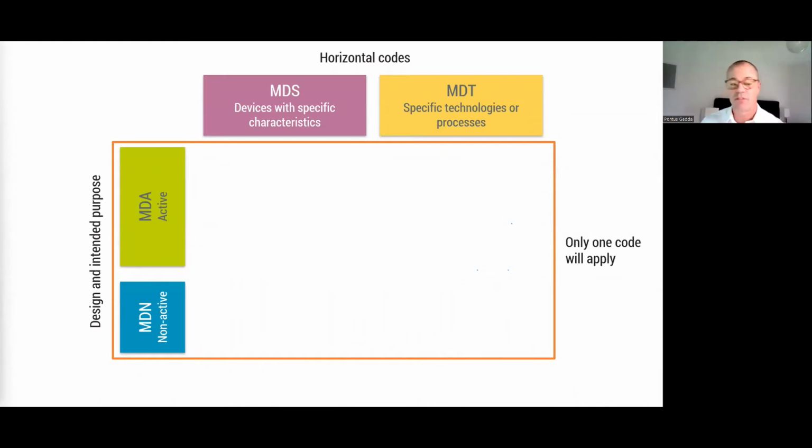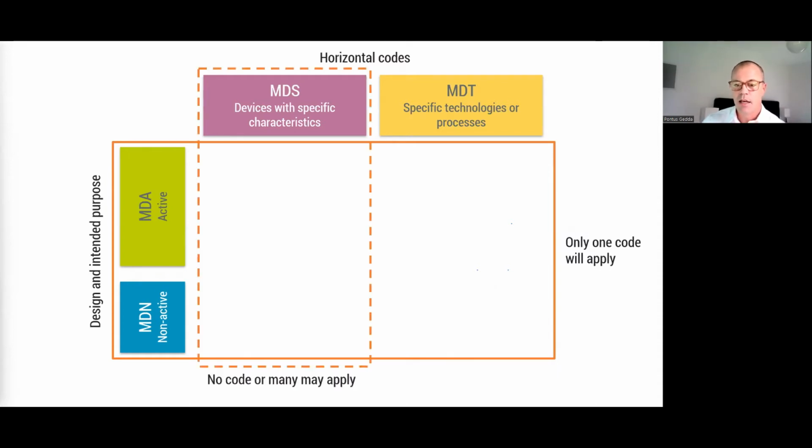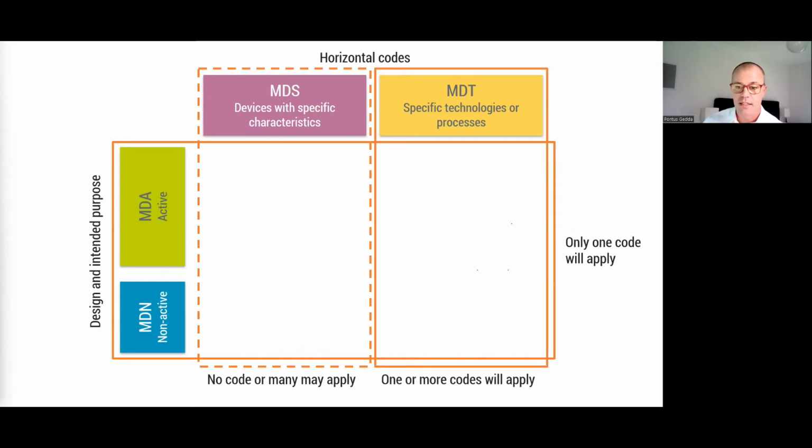It's actually you as the manufacturer that should state it, but you need to agree with your notified body. And for the specific characteristics codes, the MDS, it could be that no code applies, or it could be that several codes apply, depending on the characteristics of your device. And for the technologies code, the MDT, you need to specify at least one code. But for the MDT codes, there could also be several applicable codes for each device.